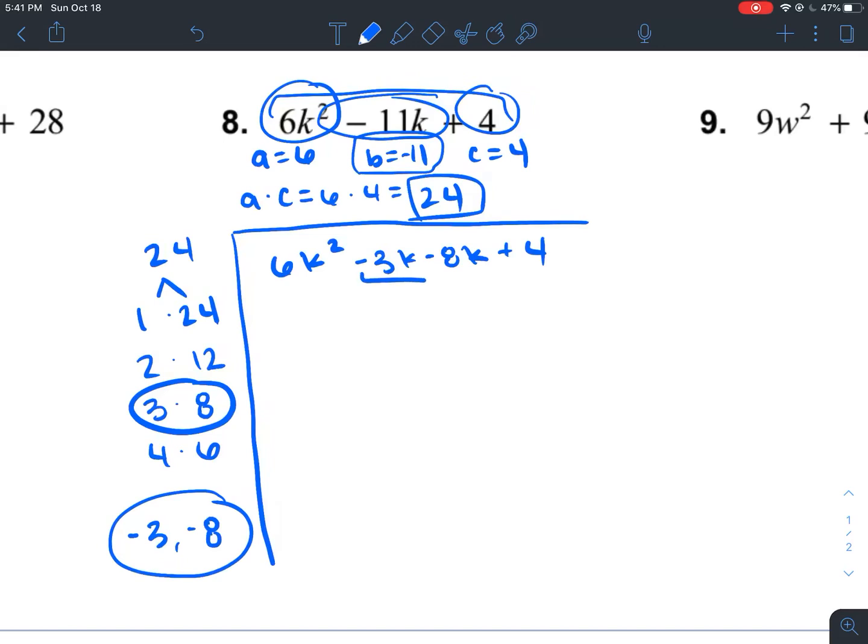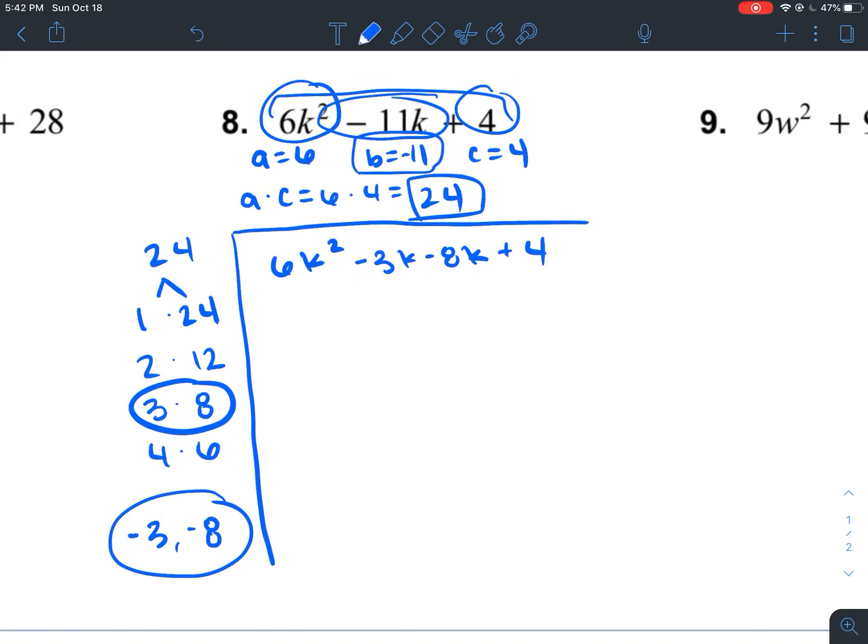These are the two numbers right here, right? These are our two numbers, negative 3k and negative 8k. Now together they make negative 11k, which is what we have in our original equation. So we actually didn't really change our equation, we're just writing it differently. Okay.